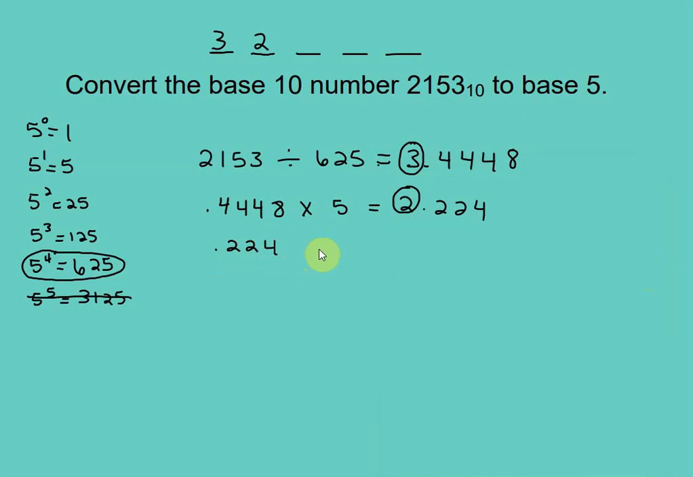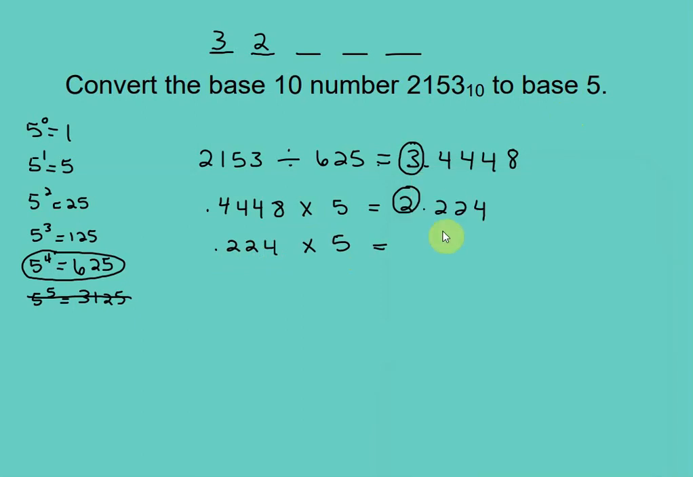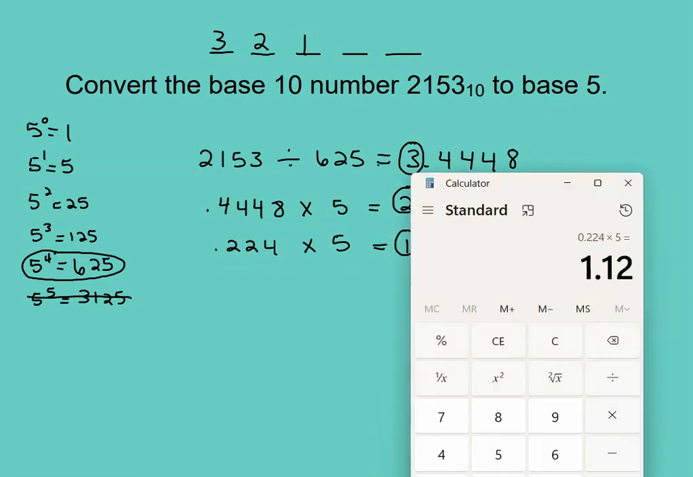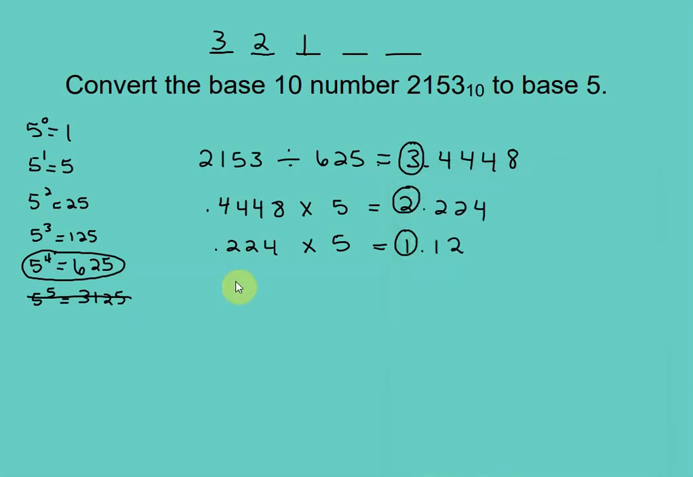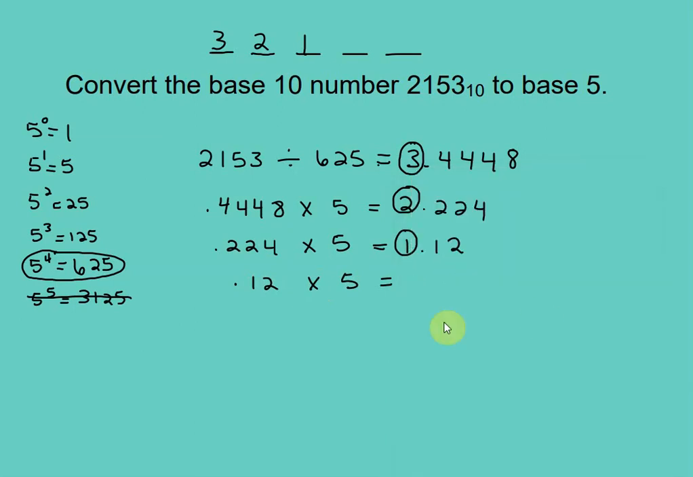From now on, we're just going to be multiplying times 5, or whatever base we're converting to. So times 5 in my calculator, I get 1.12. This whole number is going to go as part of my answer, and in my calculator, I just subtract it, minus 1. Now I have 0.12. Once again, times 5. And I get 0.6.